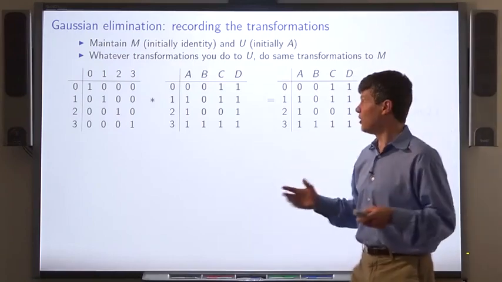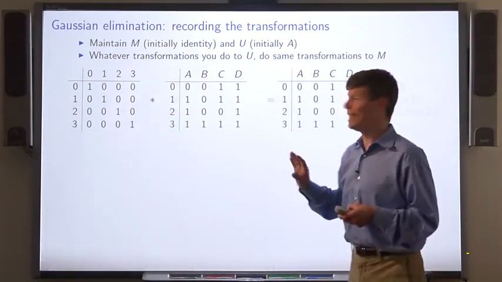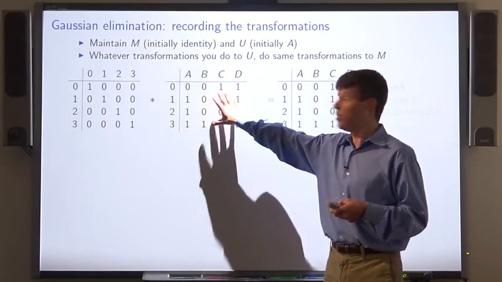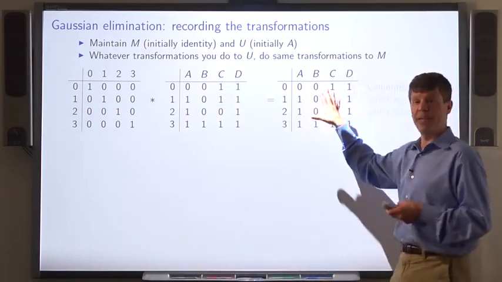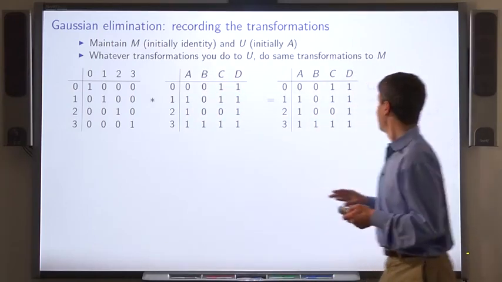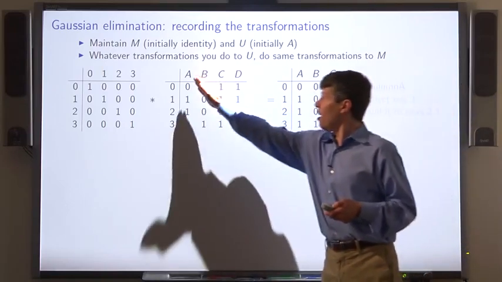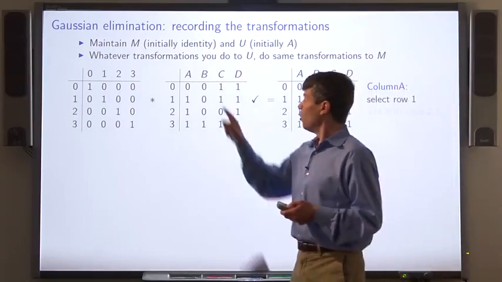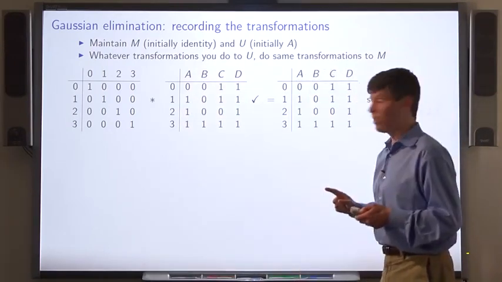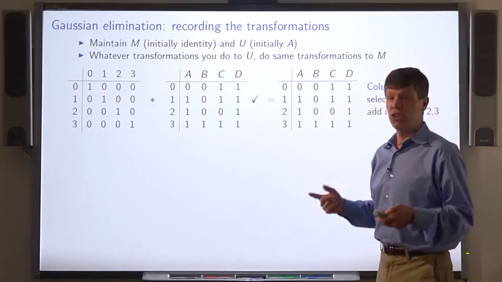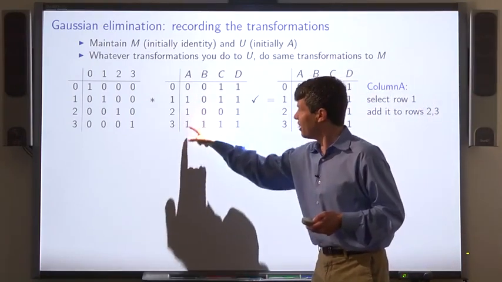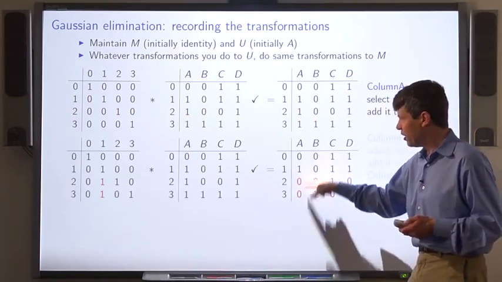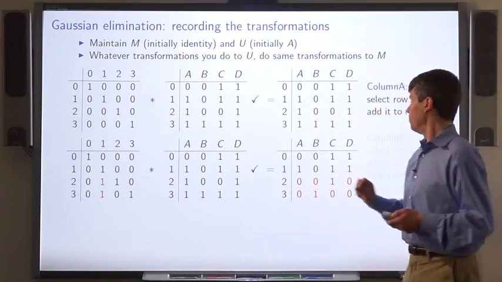We start with this equation. Here's the matrix M. This is initially identity. Here's the original matrix that we're going to transform, and here's the matrix we're going to put into echelon form. We go through the columns of this matrix one by one. Let's start with column A. For that, we select row 1 as the pivot row. And we add it to rows 2 and 3 in order to zero out those entries. So here's what we get. The entries have been zeroed out, and we're done with row 1.